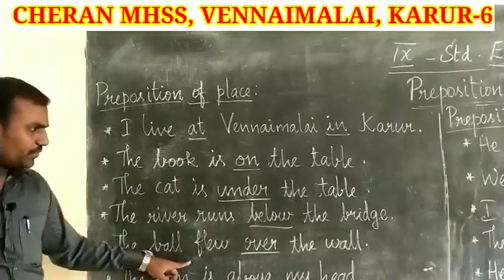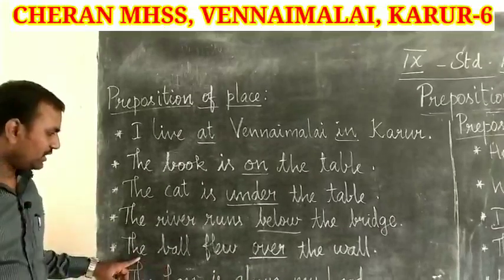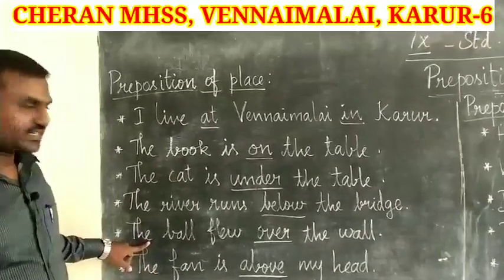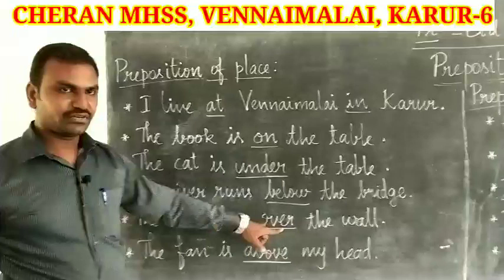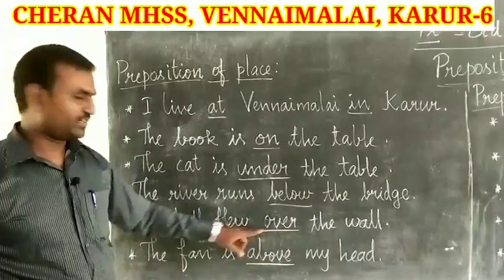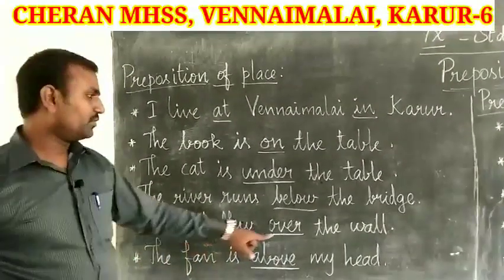The ball flew over the wall. The ball, which is in a movement, flew over the wall. We have to use over for some movement should be there. The ball flew over the wall.